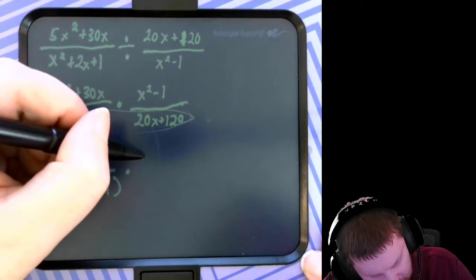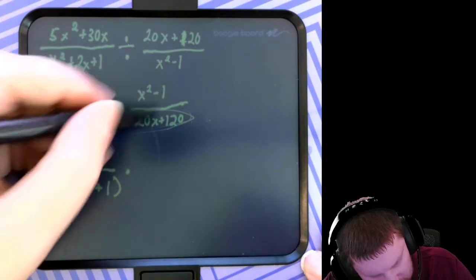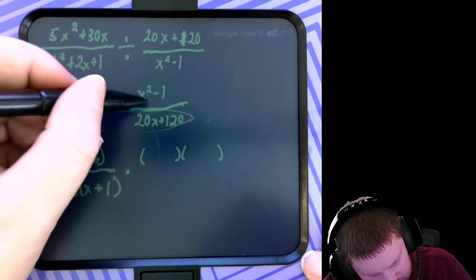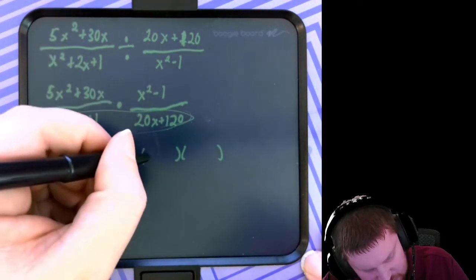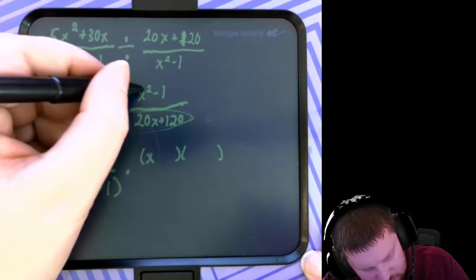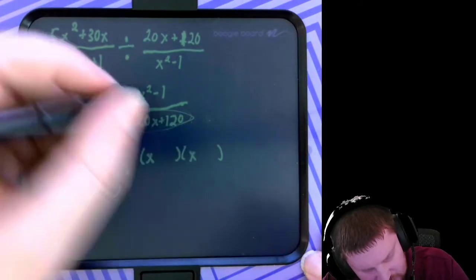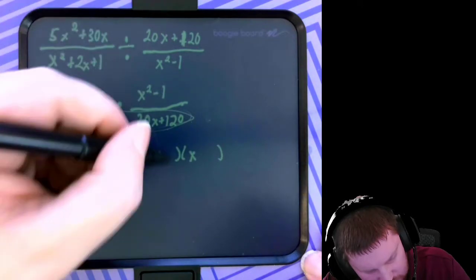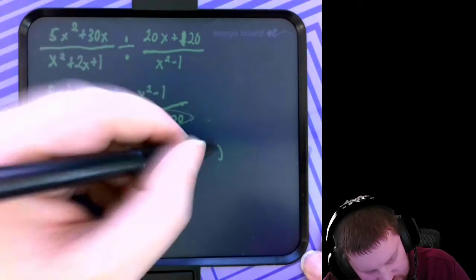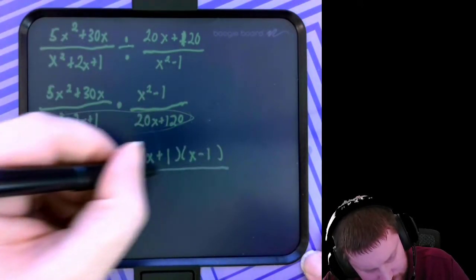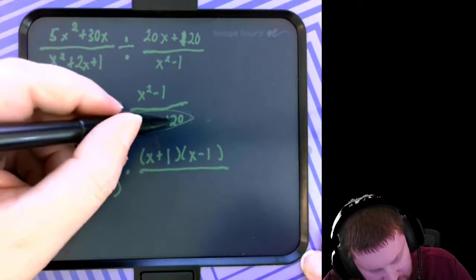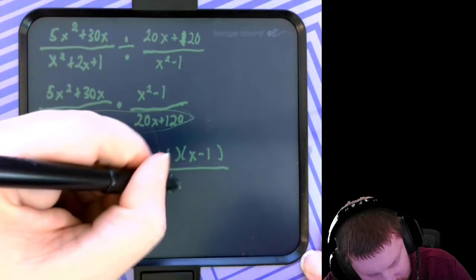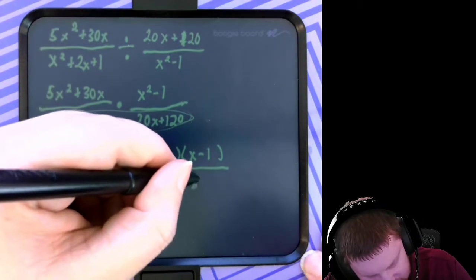At the top, we have x squared minus 1. Again, this is a special factoring rule. We have the difference of two squares. So you take the square root of the first, square root of x squared is x, plus the square root of the second, square root of 1 is 1, minus the square root of the second. 20x and 120, well, they share a 20, and if I factor that out, I'm left with x plus 6.